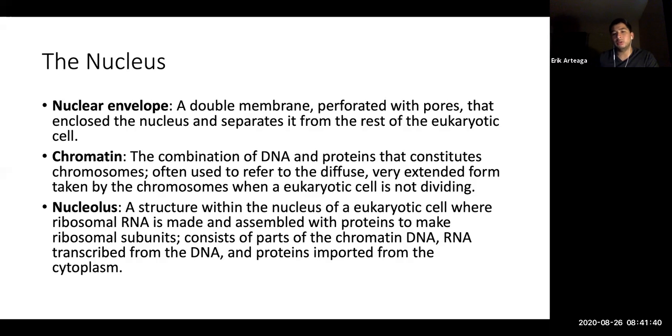Chromatin, the combination of DNA and proteins that constitutes chromosomes, often used to refer to the diffuse, very extended form taken by the chromosomes when a eukaryotic cell is not dividing. Okay, so this is referring to mainly the arrangement or the organization of the DNA, right? When the DNA is not being utilized, it's wrapped up tightly, almost like a string that's wrapped into a spool. And again, it's just to organize the DNA to better package the DNA inside that cell.